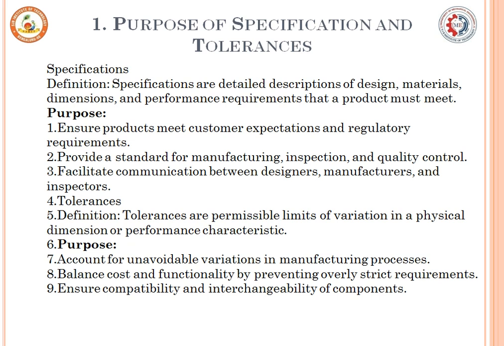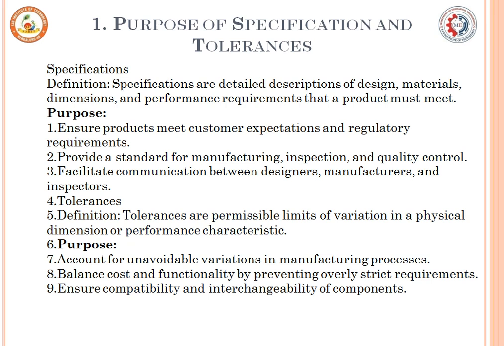Fourth is tolerance, what tolerance you are going to maintain inside the organization. Tolerance is the permissible limit of variation in the physical dimensions or performance characteristics, meaning where the tolerance must be given, whether on the upper side or lower side, you are supposed to define correctly. Further, account for unavoidable variations in manufacturing processes. So if there are any variations, they can be minimized.